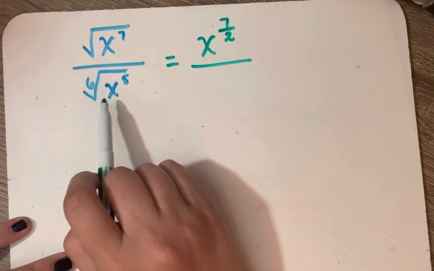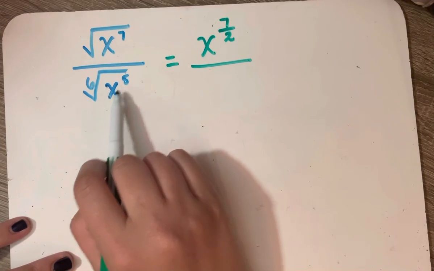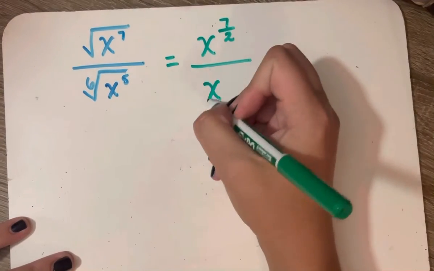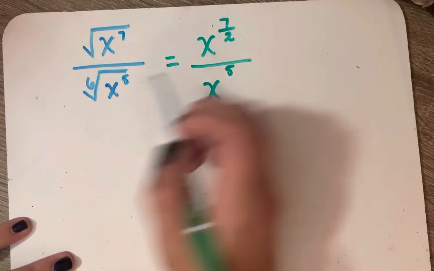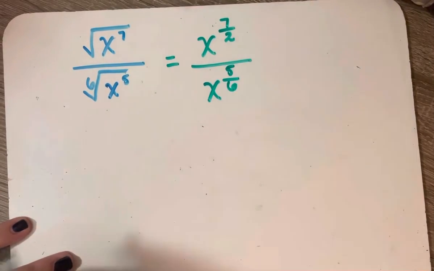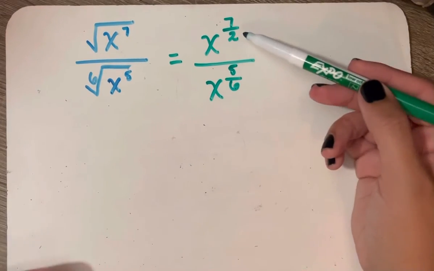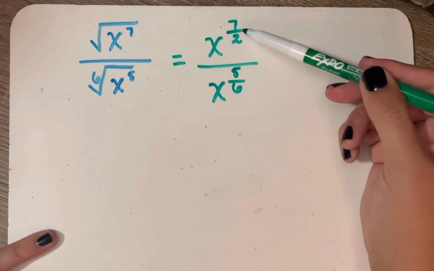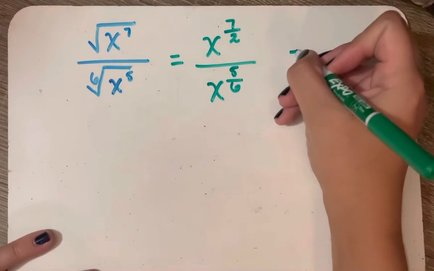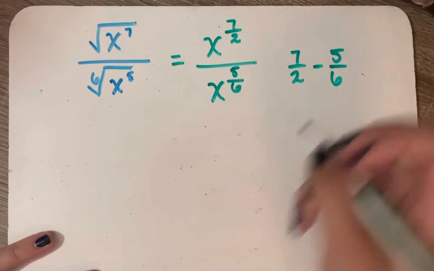And then here in the denominator of my original problem, x to the 5th, that 5 is going to be the numerator of my exponent, and this 6 becomes the denominator of my exponent. Okay, so now that I'm in exponential form, I can think about what to do with these exponents. Since I have division here, that means I'm going to subtract the exponents. So I'm doing 7/2 minus 5/6.